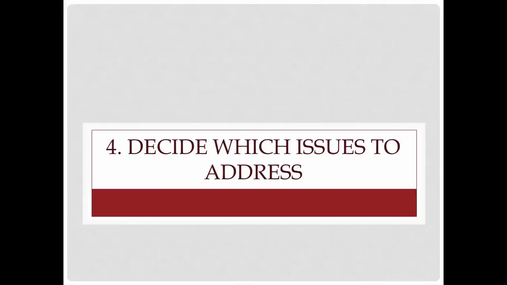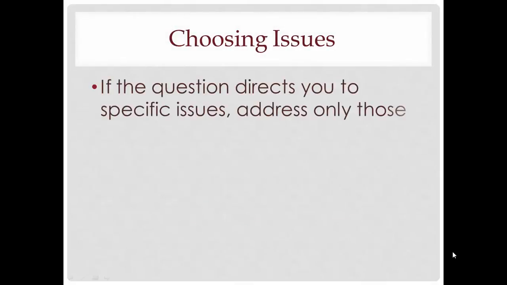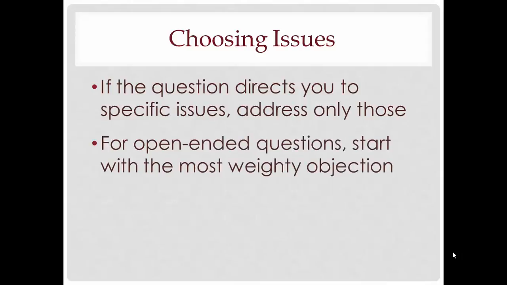If you see several objections to a piece of evidence, how many should you discuss? Well, first check whether the problem directs you to specific issues. If it does, analyze just those issues. You won't get extra credit for addressing additional points. If the question is open-ended, then you should consider all of the objections on your list. Once you've identified all possible objections, start with the most weighty one.